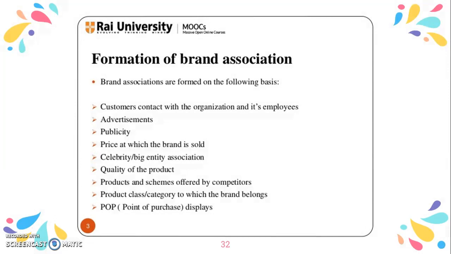Brand associations are formed on the following basis: customers' contact with organizations and employees, advertisement, publicity, the price, influencers, celebrities, big entities association, quality of the product schemes, the class, the category, the point of purchase, where you can purchase this. So overall, as I mentioned in class, it's all the little single touch points that the brand, product or service has with the end customers. That's the only way you can control what they think about you. If you offer quality and your price is quality, then everything else should be quality.